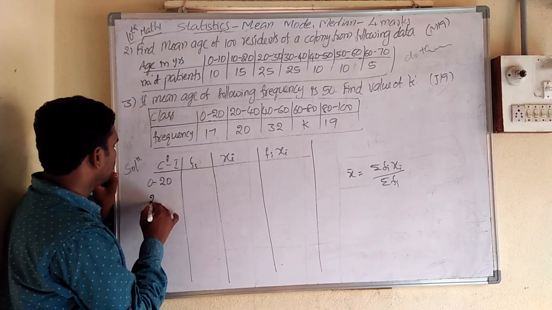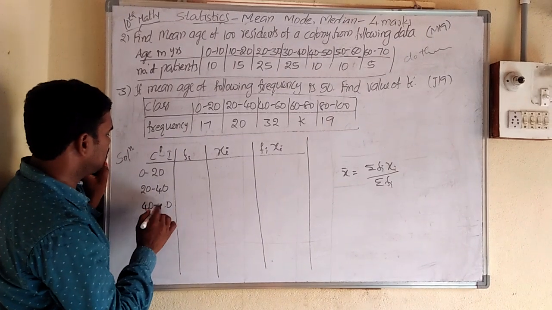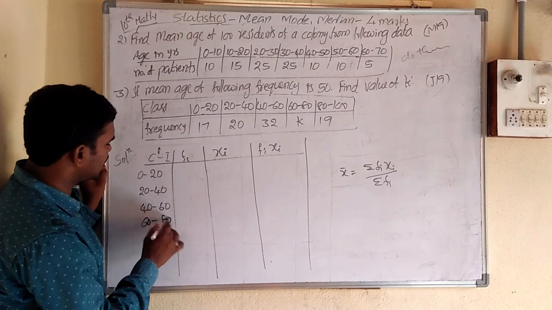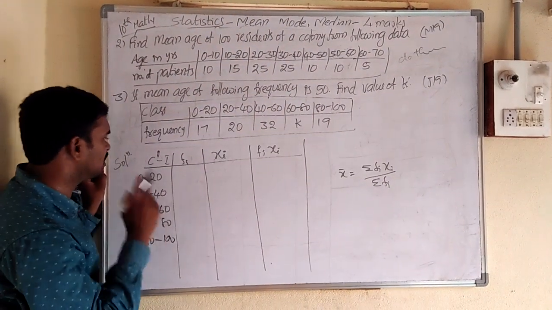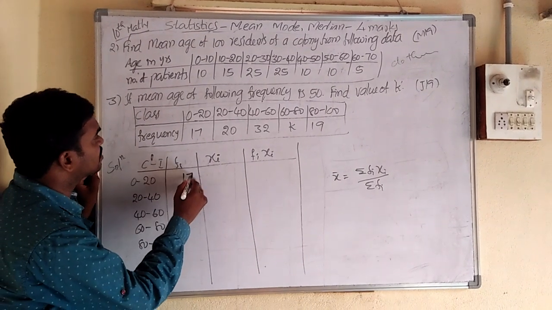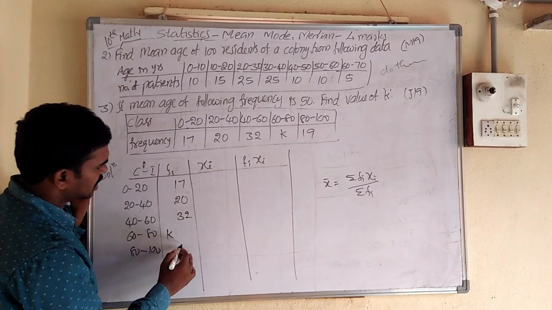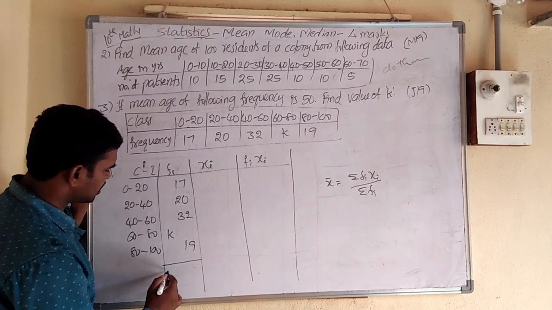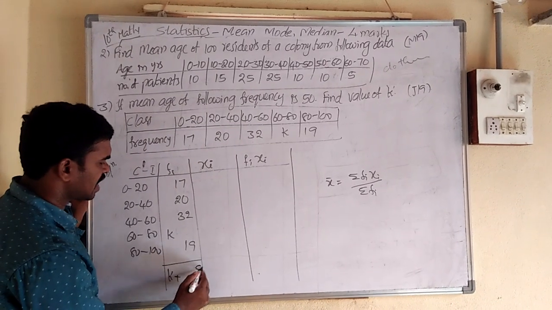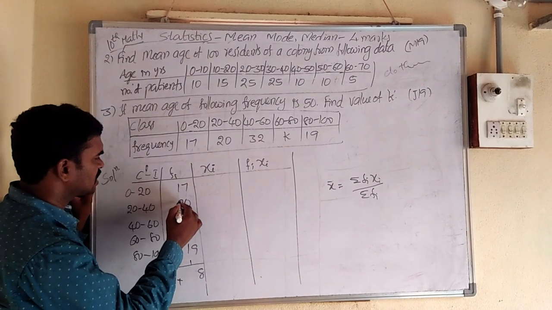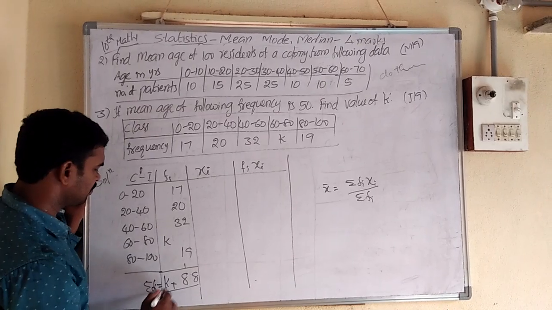What are the class intervals? 0 to 20, next 20 to 40, next 40 to 60, next 60 to 80, next 80 to 100. 1, 2, 3, 4, 5. I am just checking whether any are missed or not. The frequencies 17, 20, 32, k writing separately, next 19. So k as it is, k plus adding these: 9 plus 2 is 11, 11 plus 7 is 18, 2 plus 3 is 5, 7 is 8. So k plus 88. This is the summation fi value.